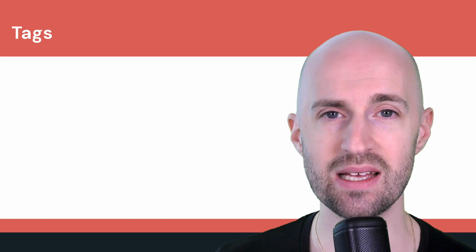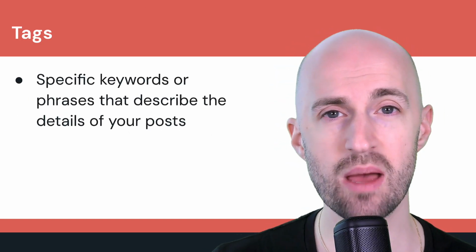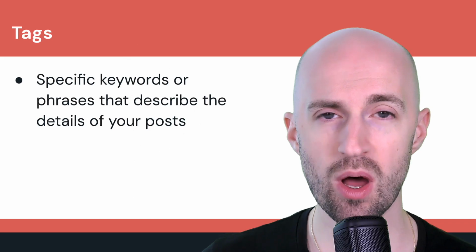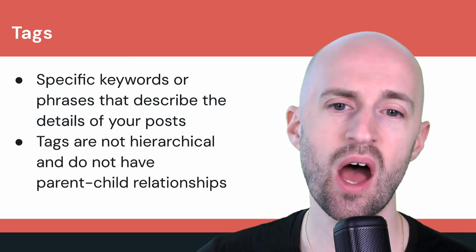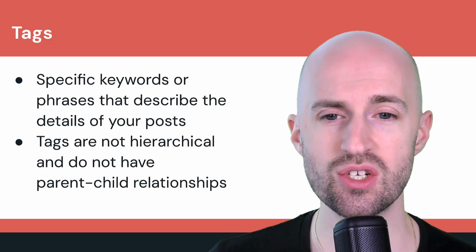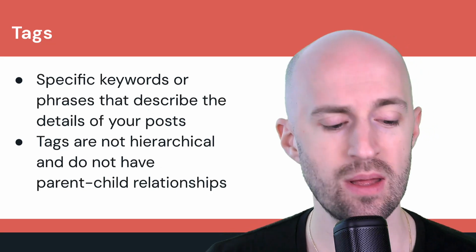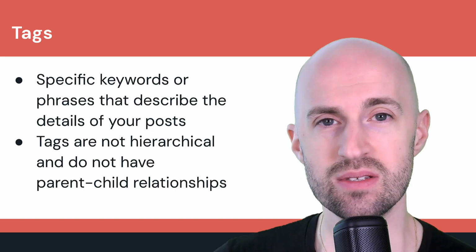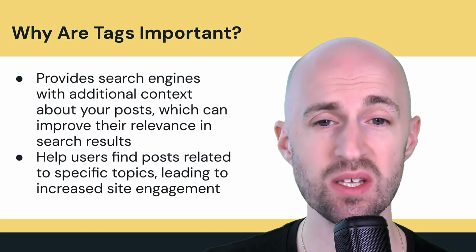So what are tags? Basically, they're specific keywords or phrases that describe the details of your blog posts. And basically, tags are not hierarchical, so they're flat structure and they don't have any parent-child relationships. That's the main distinction about tags. So why are tags important?